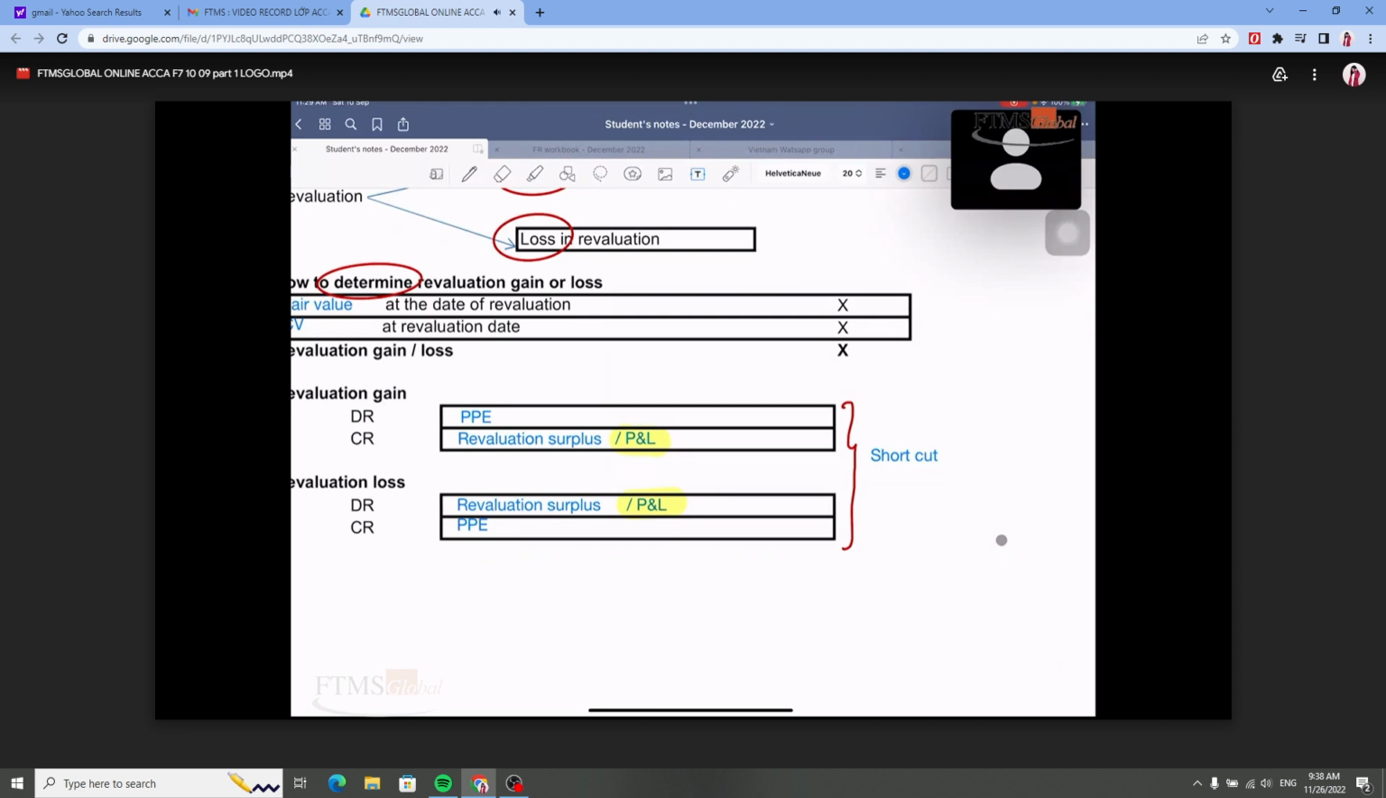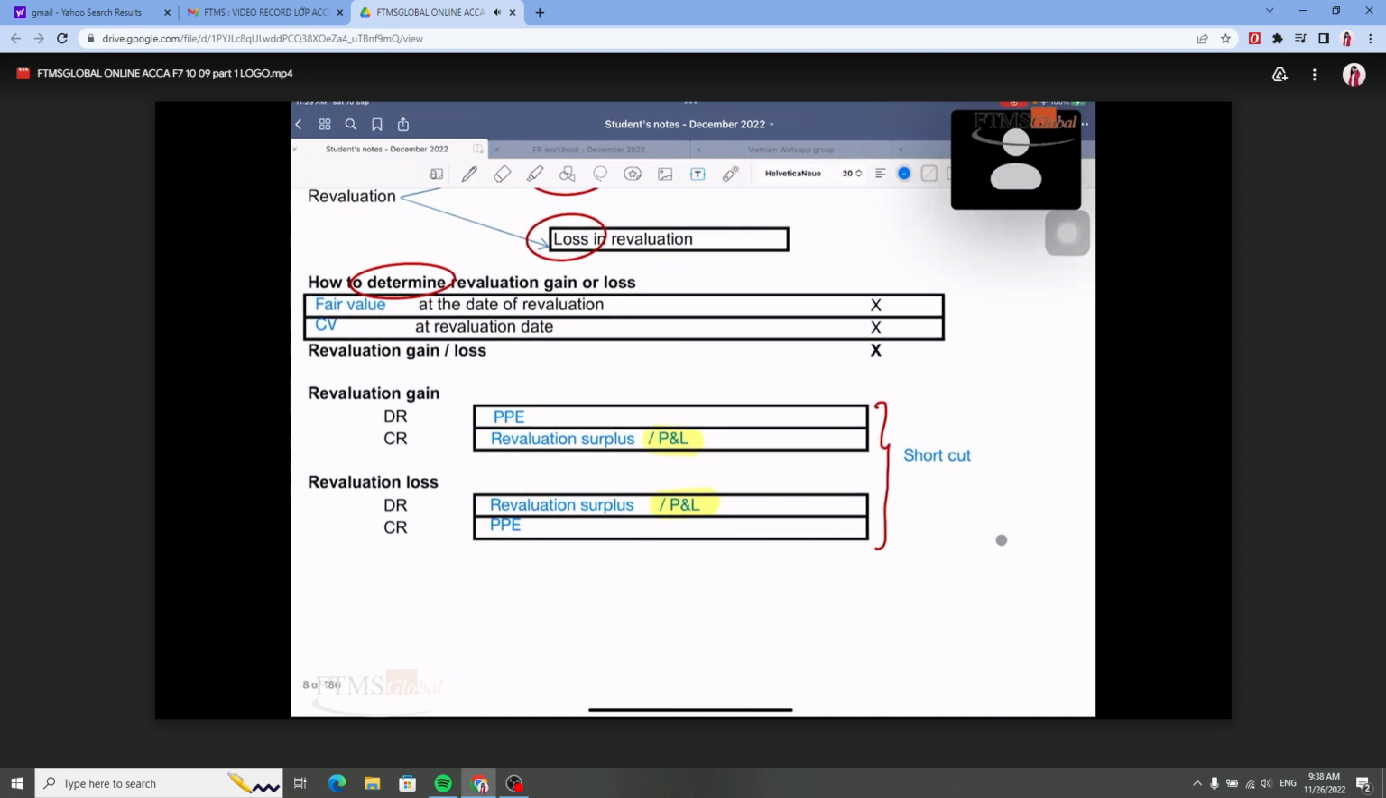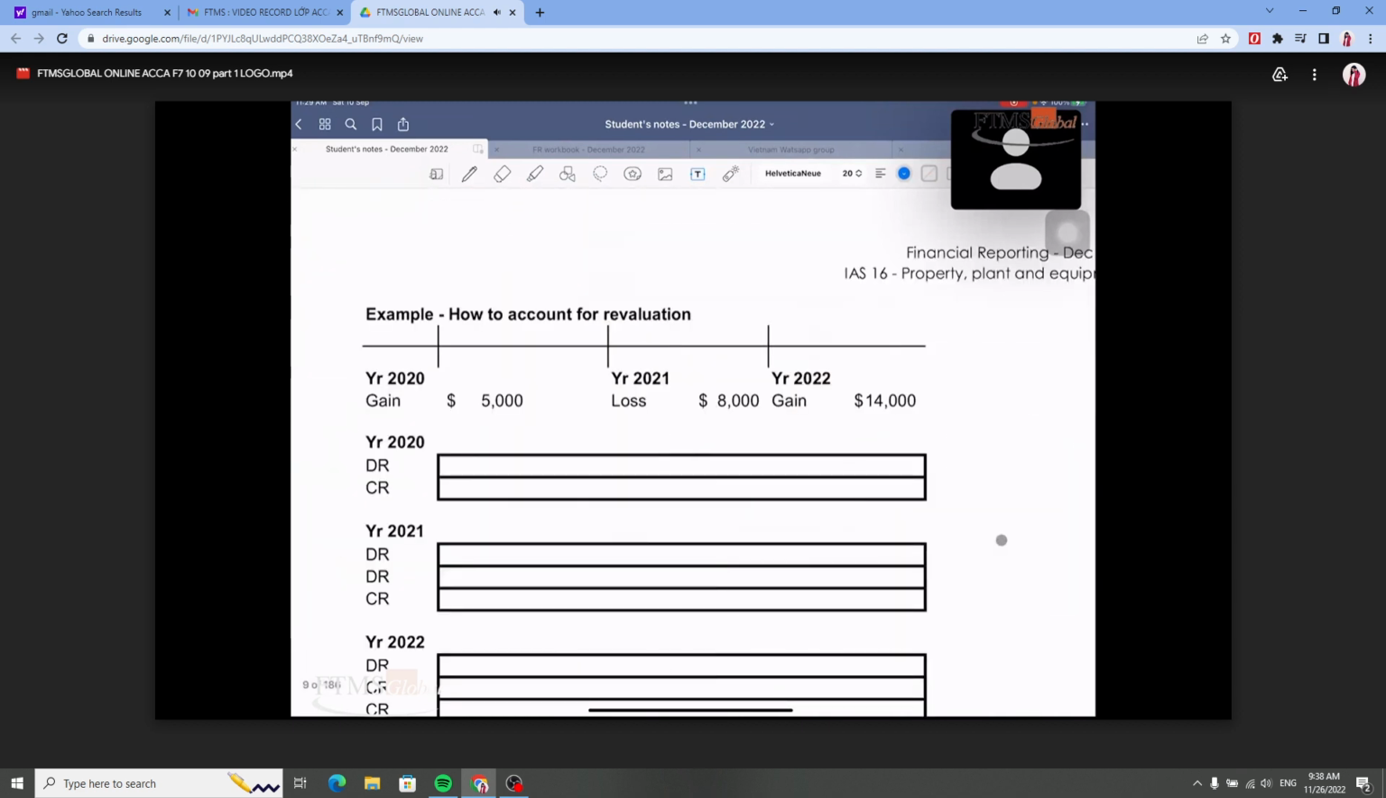Let me do one example on revaluation gain or loss, which is on your next page. So how to account for revaluation? In year 2020, there's a gain of 5,000. This one is very clear cut. I think everybody will know. You will debit your PPE, and credit your RR. I put a short form, RR stands for revaluation reserve.